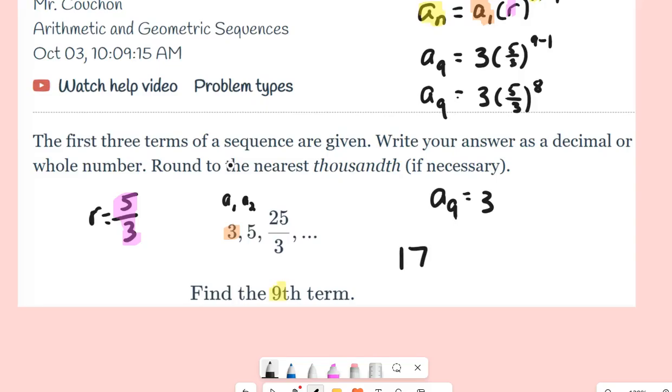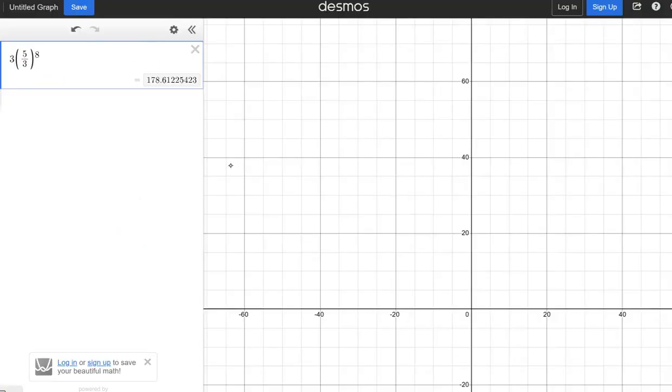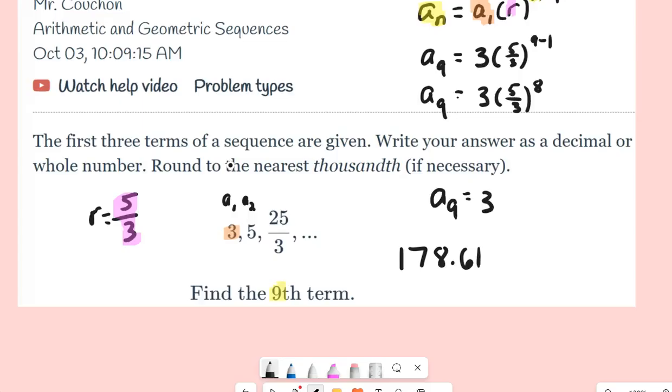178.61. I'm going to have to go 2 more and then round. 2. Actually, it was 2.3 if you round that because it was 2.25. All right, now I'm going to look here. I'm going to keep that at 6.12. So my solution is right here, 178 and 612 thousandths.